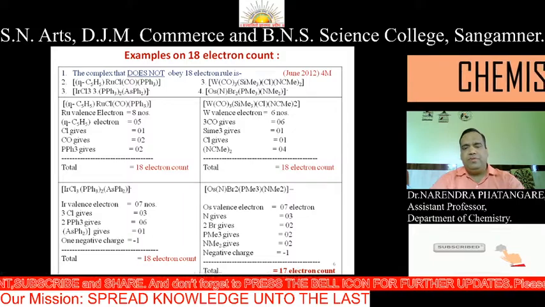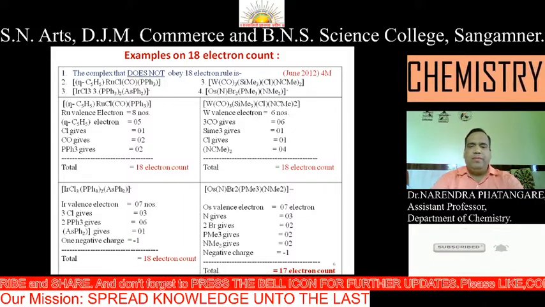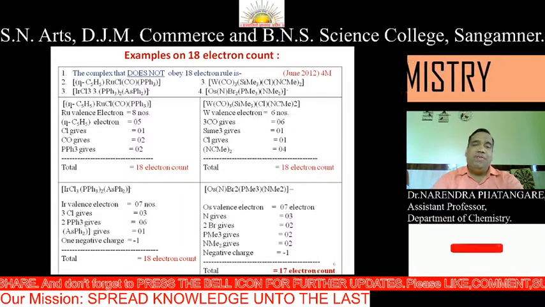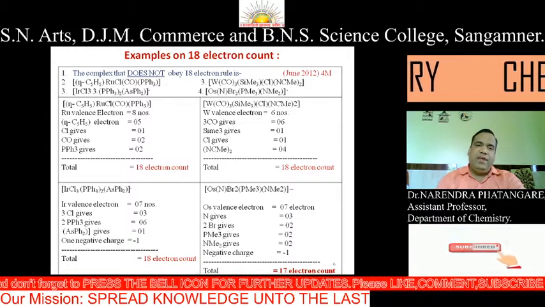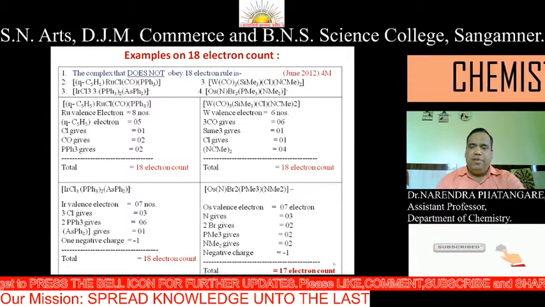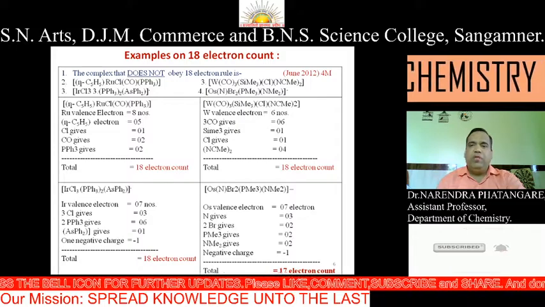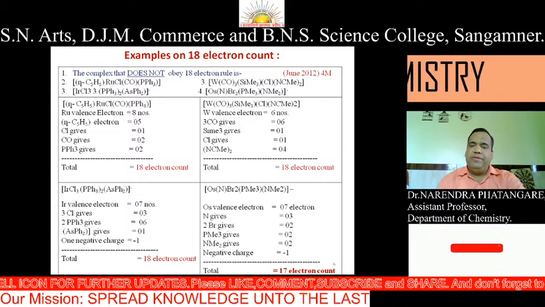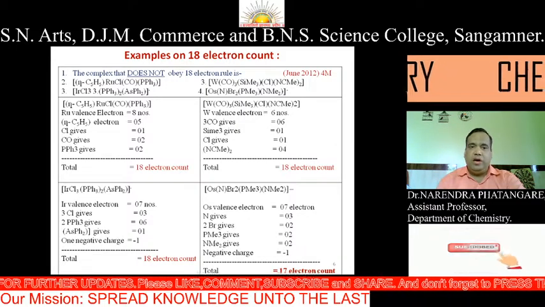I have given you a number of examples. Among them, they ask such types of questions in your competitive exams, and it is very easy to solve the problem. The answer is 4, which contains 17 electrons in the electron count.